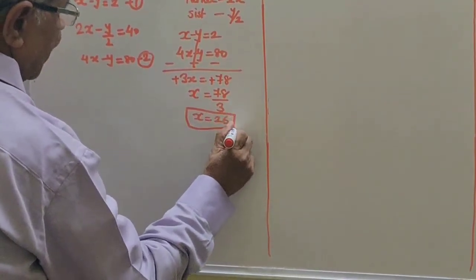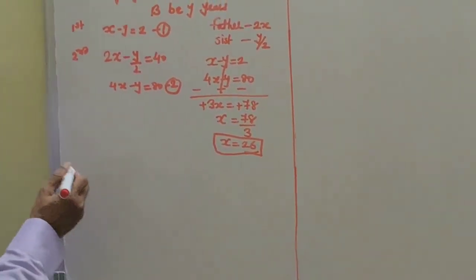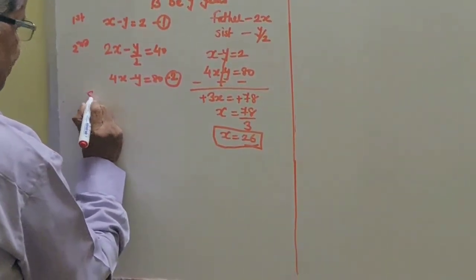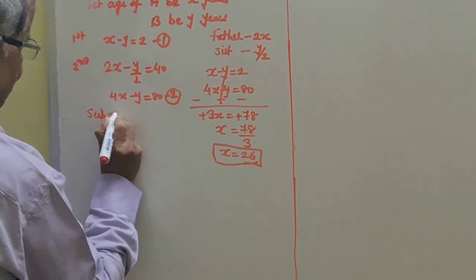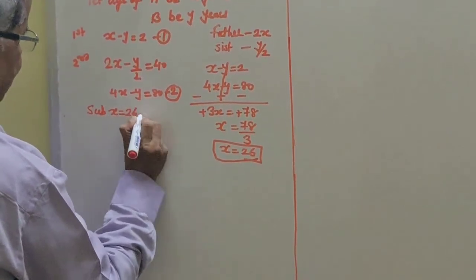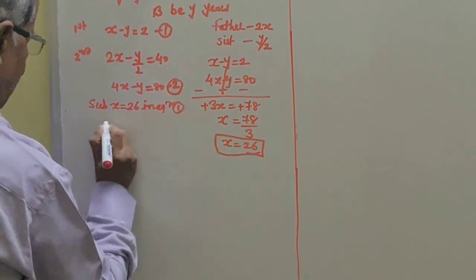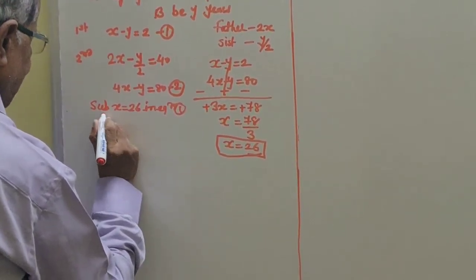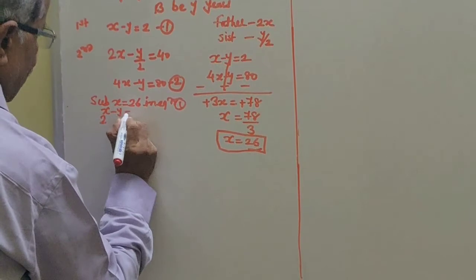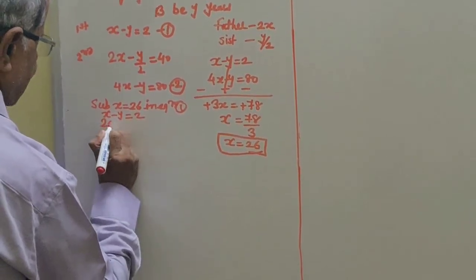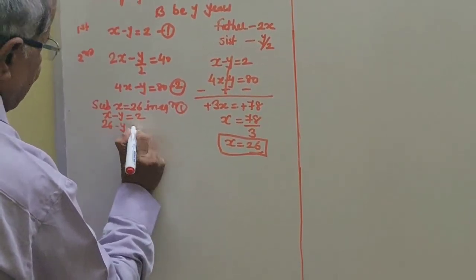Now what can I do? Substitute this in equation 1. Substitute x is equal to 26 in equation 1. What is the value of x? x minus y is equal to 2. The first equation is given. I am substituting the value of x.